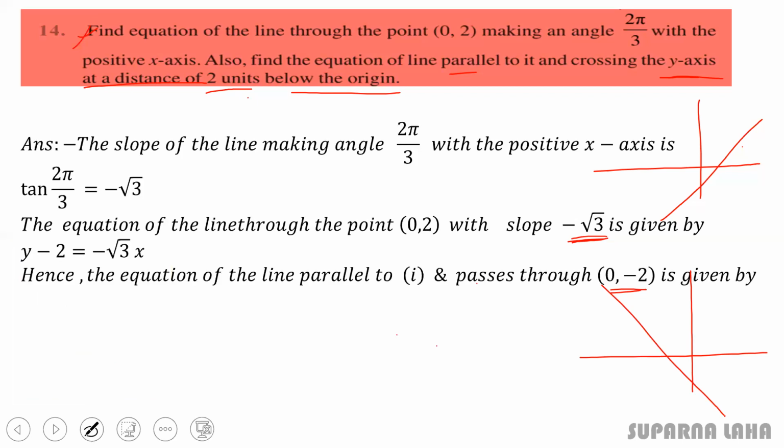Okay, so the point is given and the slope is given. So write down the equation. y plus 2 equals minus root 3 into x. So root 3x plus y plus 2 equals 0 is the second equation. That is the equation of the second line. So these two are your answer. This is the first answer and this is the second answer.